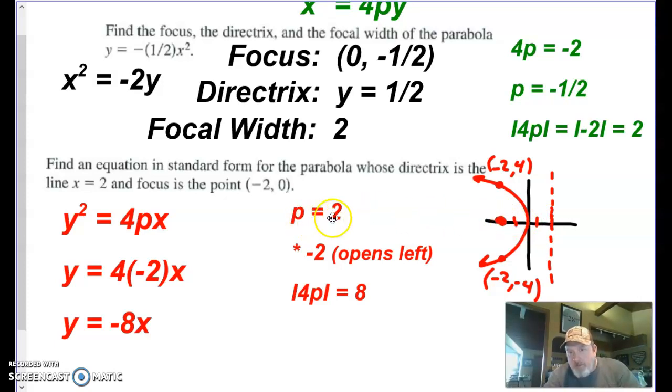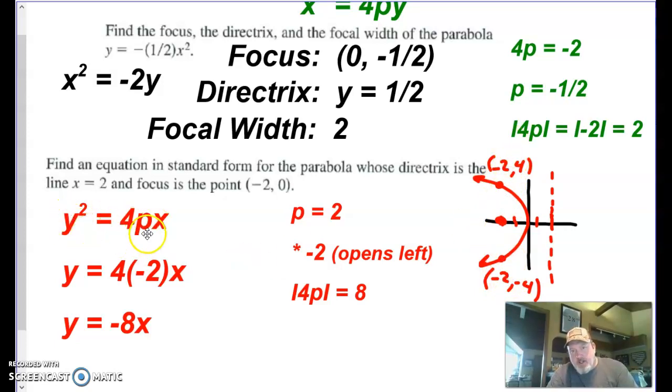So that tells me that p is 2. It's opening left, so that's why we know it's negative. And 4 times that would be 8. So we know this width is 8. So I can go up 4, down 4. That's how I know these 2 points.